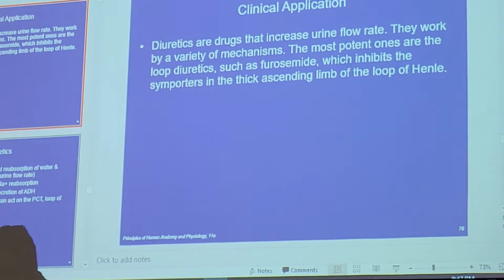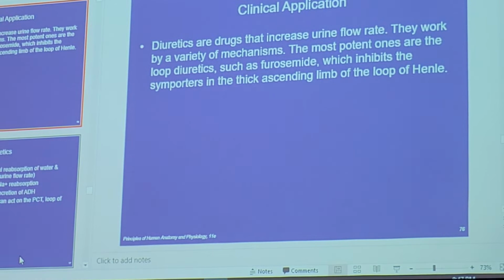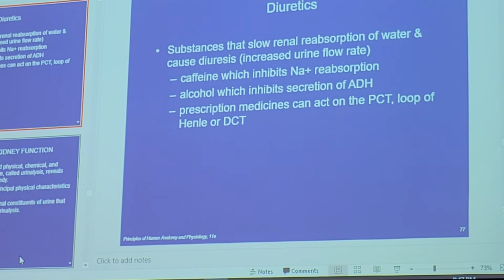So that actually affects urine output. When we look at it, some of the things that happen with this, you have different types of substances that can also affect this. For instance, caffeine is a diuretic.